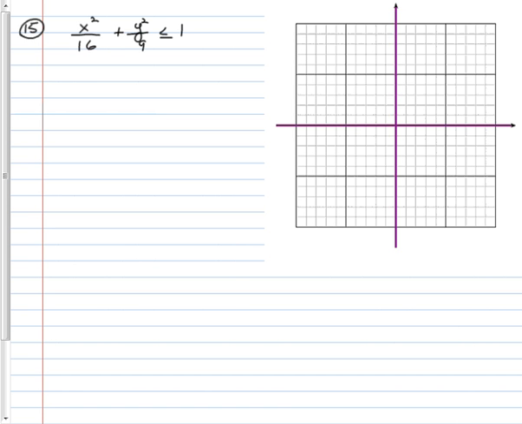This is an ellipse. A circle would look something like this. X minus 4 squared plus y plus 2 squared equals 4. That would be a center of 4 comma negative 2 and a radius of 2. 2 squared is 4. Circle is like that. An ellipse is where it equals 1. It's an inequality, less than or equal in this case. But we have these fractions that equal 1.